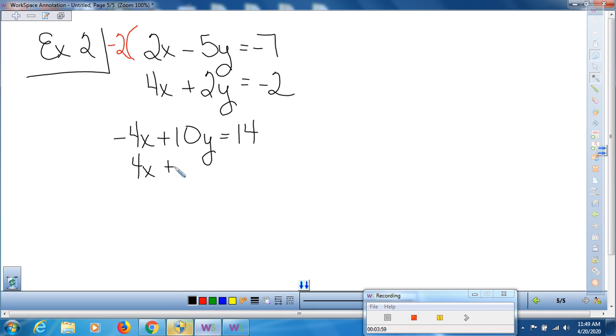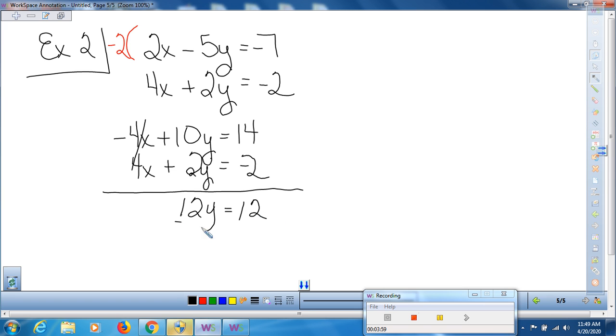4x plus 2y equals negative 2. All right, so you'll notice we have the same but opposite coefficient on x, so we can add our equations together. Our x's drop out. 10y plus 2y is 12y. 14 and negative 2 is positive 12. Dividing both sides by 12, we find out that y equals 1.